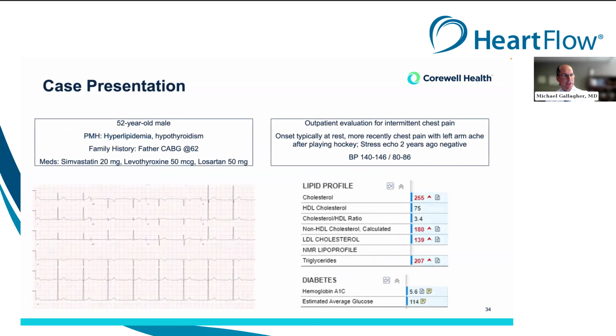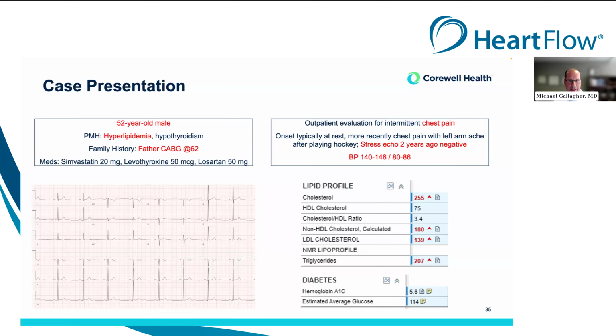So my case is a 52-year-old physician with a past medical history of hyperlipidemia and hypothyroidism. His father underwent bypass at 62 years of age. He was on a low-intensity statin. I saw him in my office for intermittent chest pain. The pain was typically at rest, but more recently associated with a left arm ache after playing hockey and sometimes while playing hockey. Of note, he had a stress echocardiogram a few years ago that was negative.